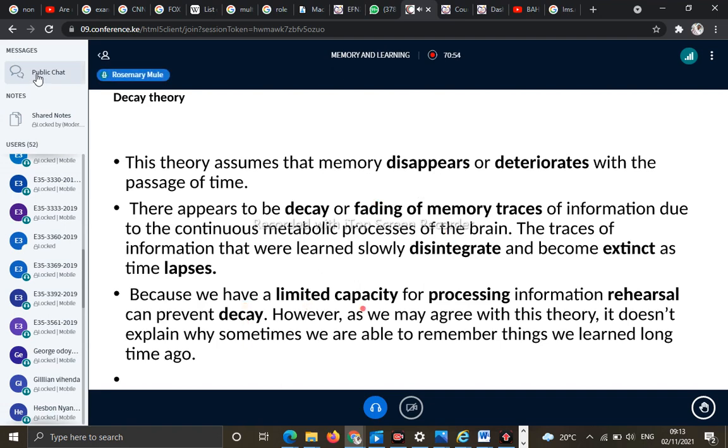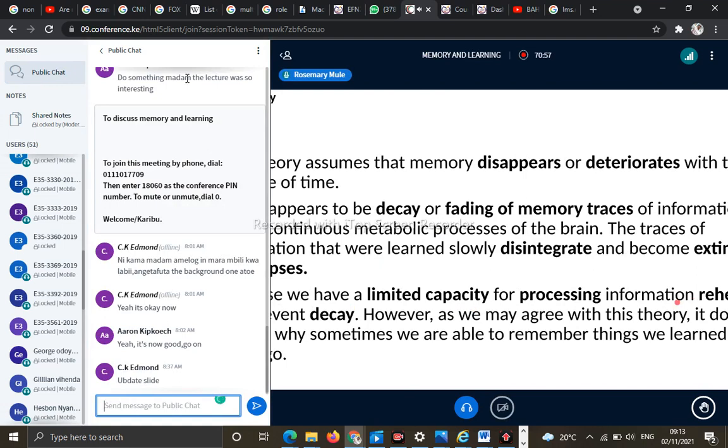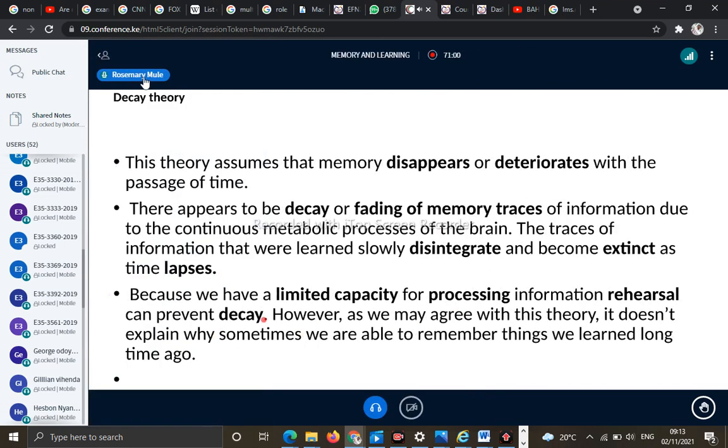Because we have limited capacity for processing information, rehearsal can prevent decay. I remember I said that the more you keep on repeating a given particular kind of information, the more you rehearse it, it becomes alive again in your memory, so that if it had started to decay or disintegrate or get extinct, it is created afresh. And therefore, we are saying rehearsing can prevent loss of information due to time passage.